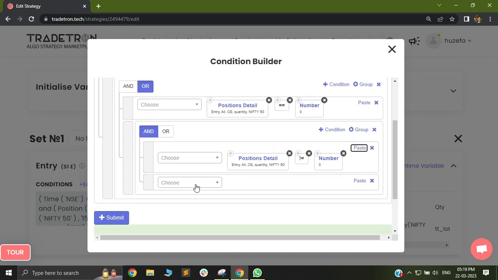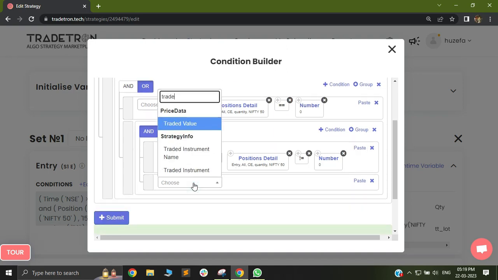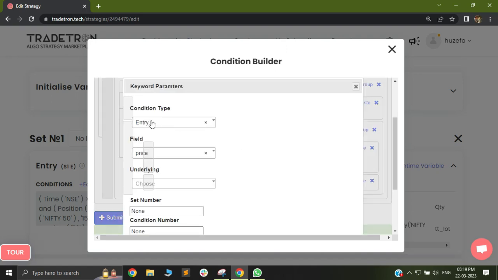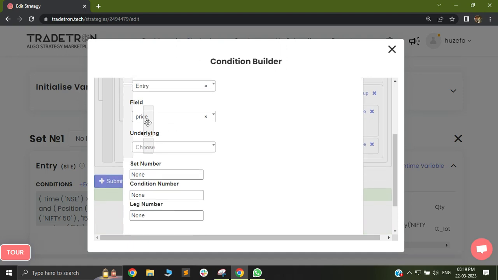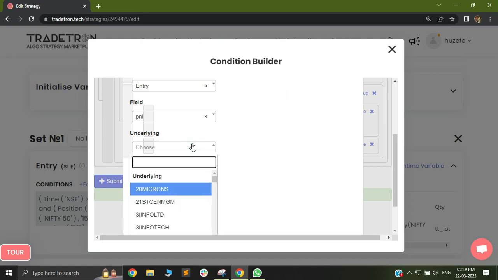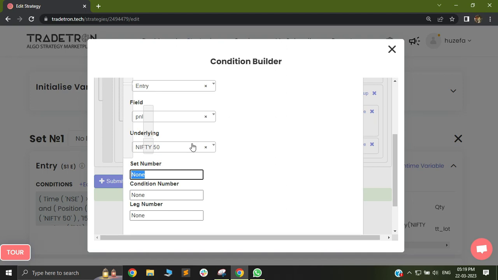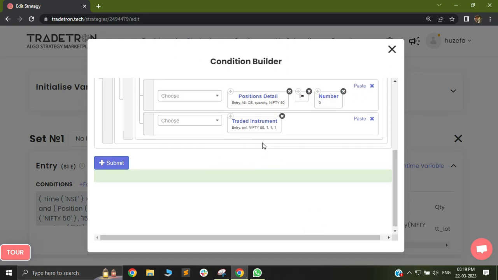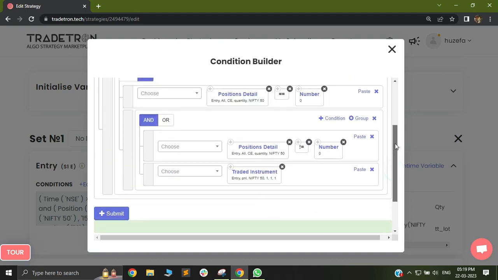In order to check that, I can use a condition called traded instrument, and by selecting traded instrument, I'll select the condition type. So I want to check the entry condition, and I want to check the PNL, and I want to check the underlying of Nifty 50 and set 1 condition 1 leg 1. Now based on what set, condition and leg you add, it will check the PNL of that particular instrument.